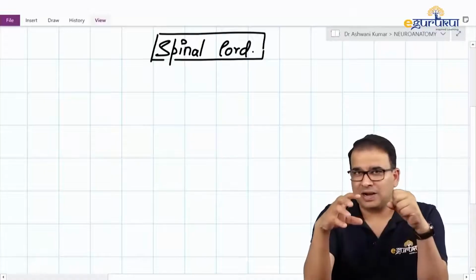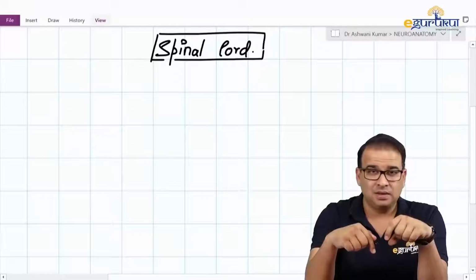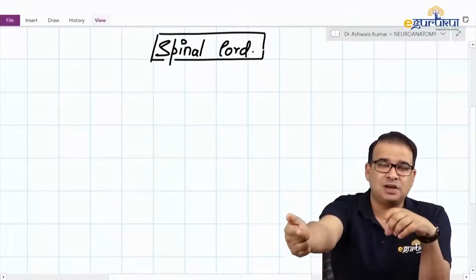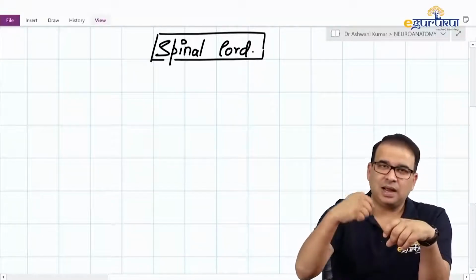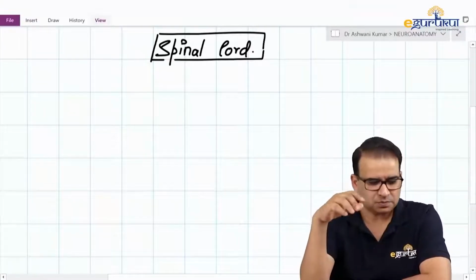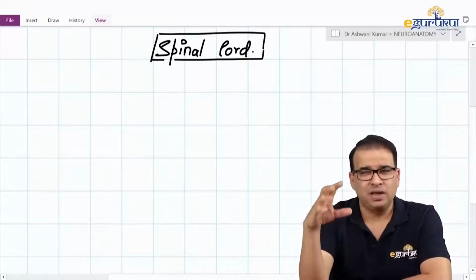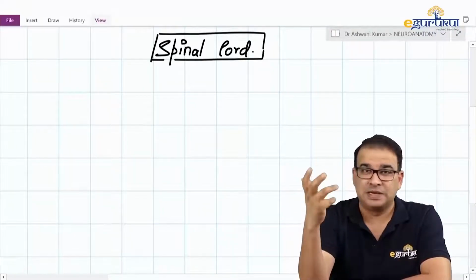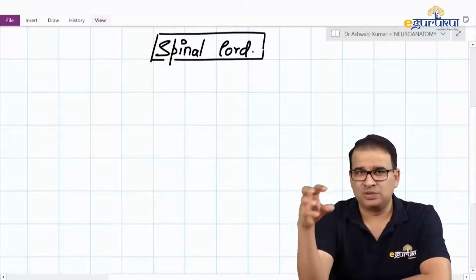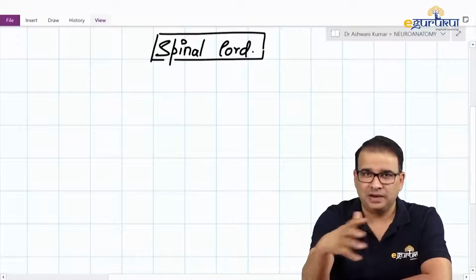So to understand these tracts, our approach has to be first we need to know about the gray matter, so that you understand where the fibers are coming from outside into gray matter, and then from gray matter into the white matter and how it is reaching the brain. And once we're done with all the major ascending and descending tracts of the spinal cord, at the end we will also talk about some major syndromes like Brown-Séquard syndrome, the central canal syndrome, the cauda equina syndrome, and the conus medullaris syndrome, and their differentiation also.